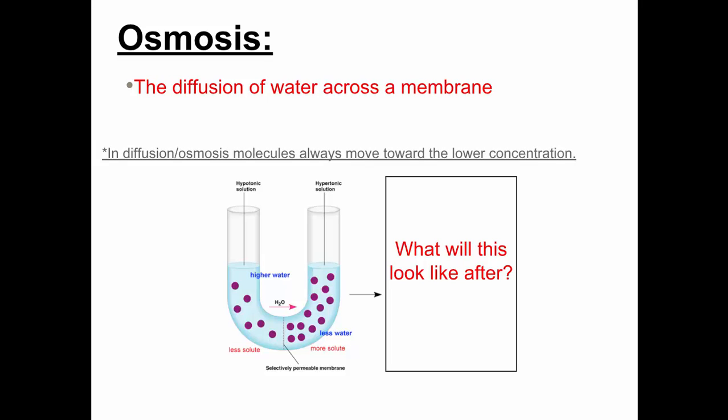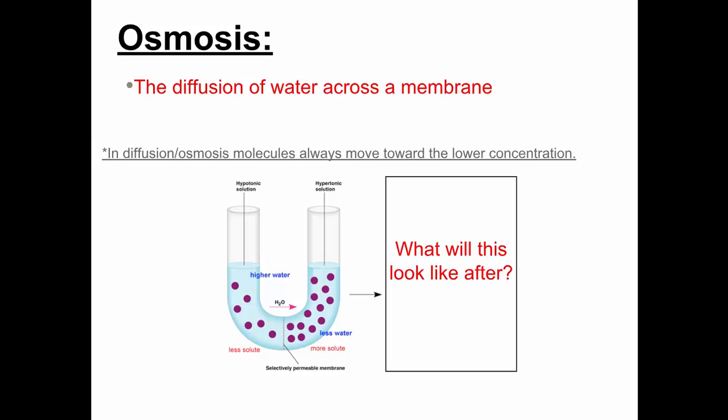Where did you tell me there was a high concentration of water? And a low concentration? Okay, so molecules want to go from high to low. Water is small enough to get through this membrane. So what do you think it does? Goes through it. And what do you think this looks like after?